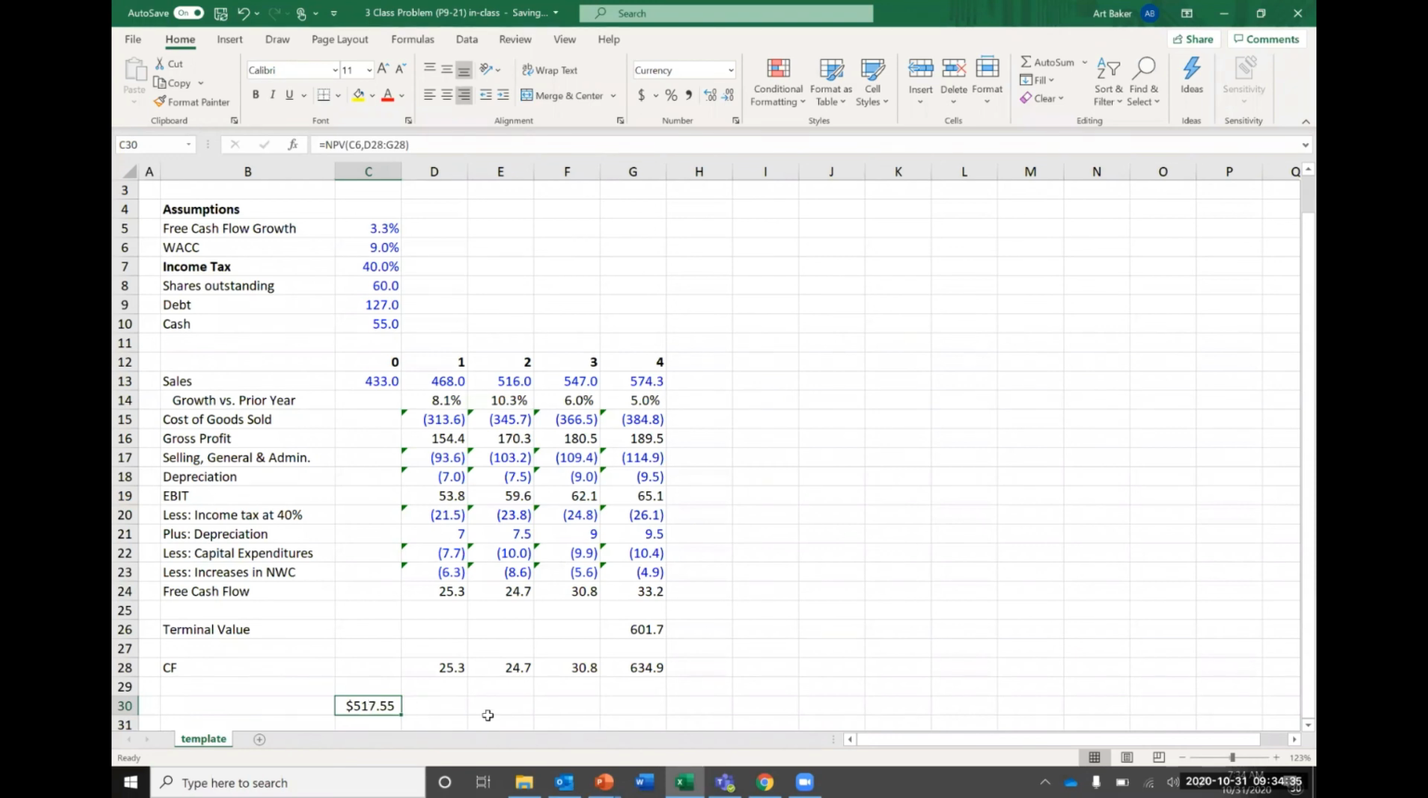You just calculated the NPV right there, that 517, the sum of the discounted cash flows. Right. What do I get? Do I get equity value or enterprise value? Wouldn't it be the enterprise value? It is enterprise value. Yeah? That's what I'll call it.